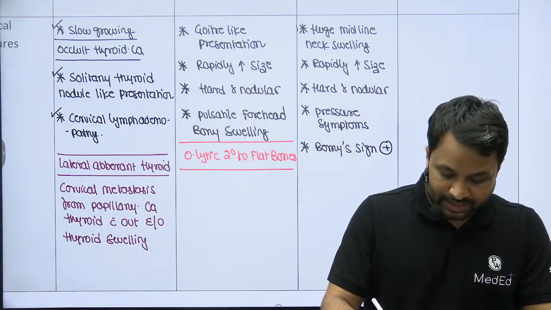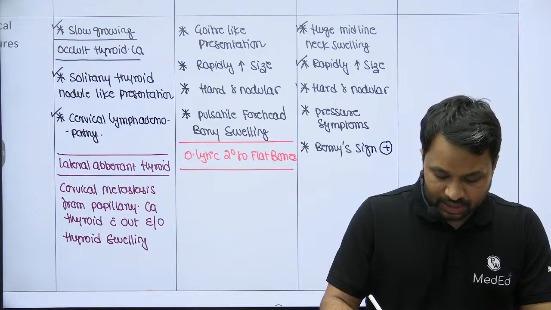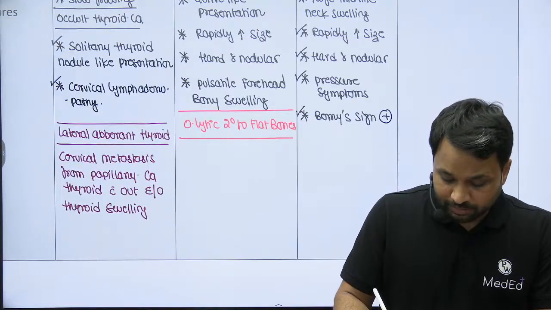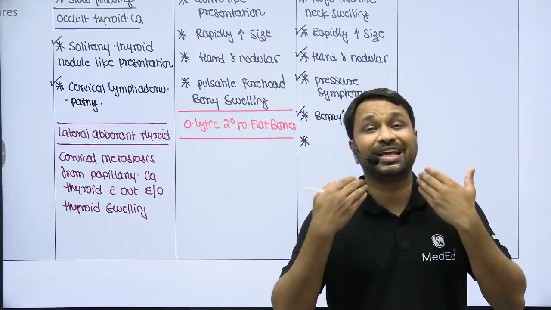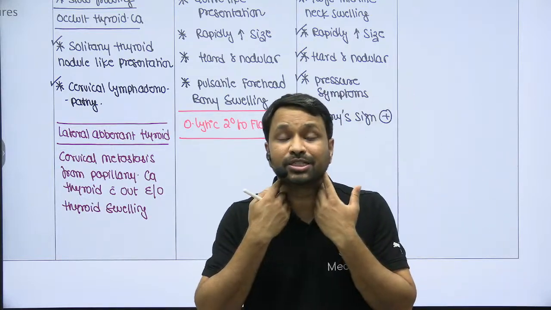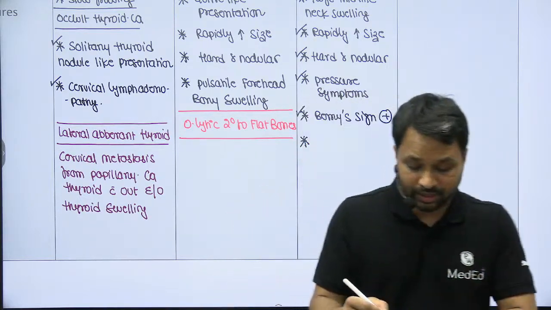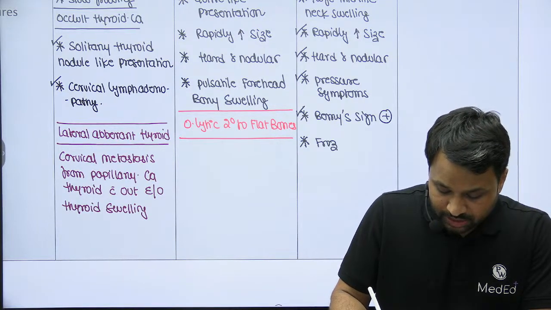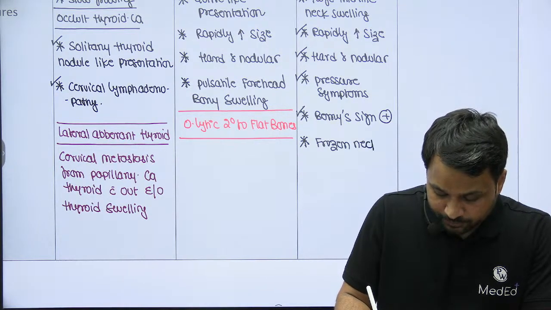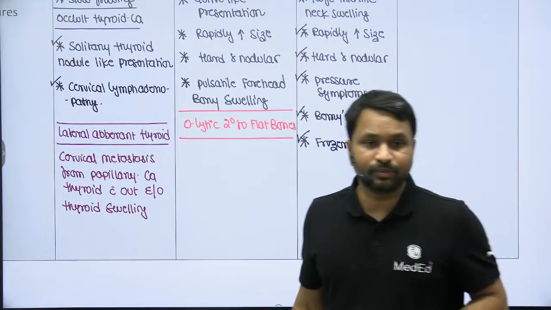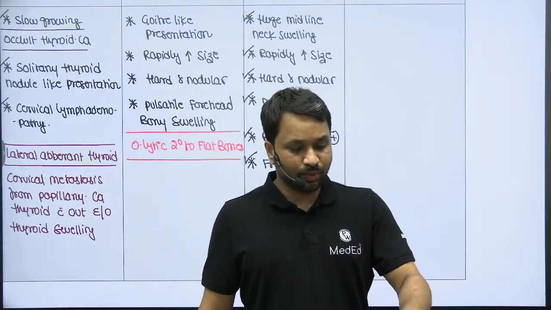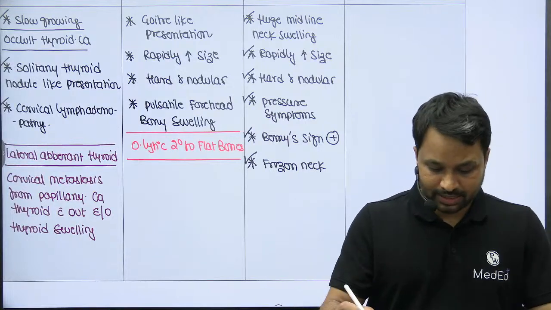So the huge midline neck swelling, rapidly increasing in size, hard and nodular, with pressure symptoms and Berry sign positive. Because it can cause local infiltration, it can infiltrate the sternocleidomastoid muscles, restricting the mobility of the neck. If the neck mobility is restricted, it will present as a frozen neck. So this is with respect to anaplastic carcinoma.